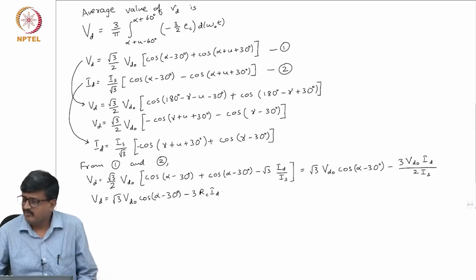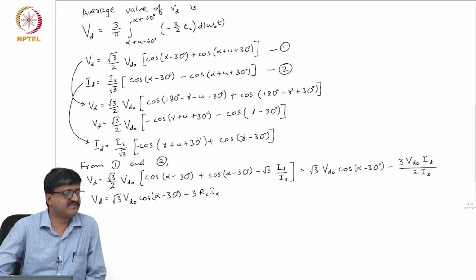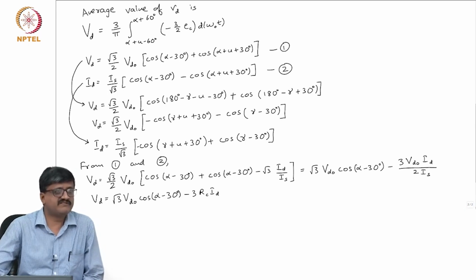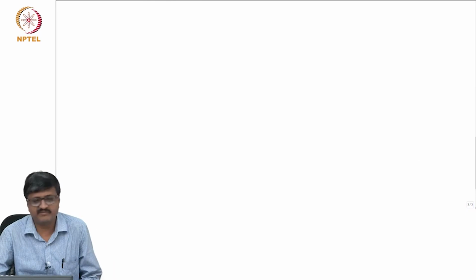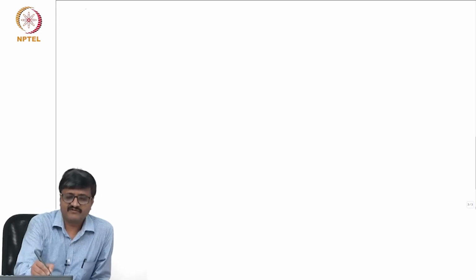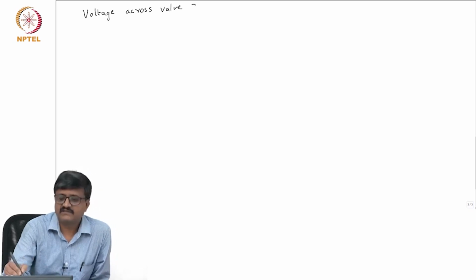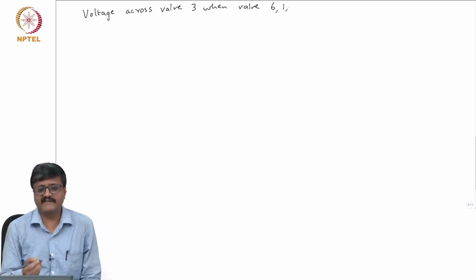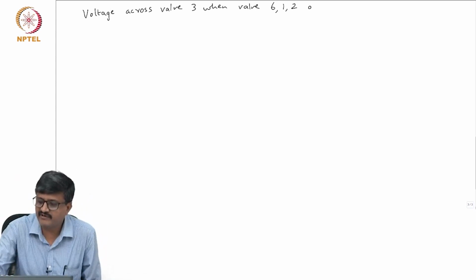Now, there is one thing about the range of alpha that is possible for this abnormal operation. In the case of normal operation, that is 2 and 3 valve conduction mode, we said that alpha can take any value greater than 0. Now, let us see whether that is possible for abnormal operation. We are still continuing our discussion on the abnormal operation. If I take voltage across valve 3, when valve 3 is turned on, valves 6, 1, 2 are already conducting for this abnormal operation.